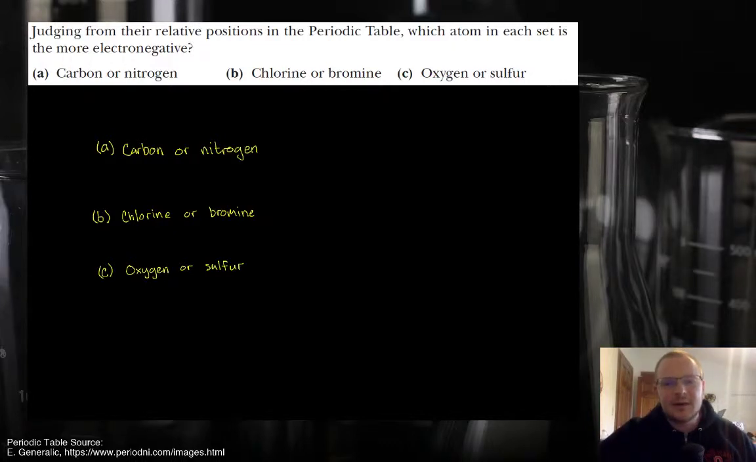Right, well, here we are. Today we're going to begin a new discussion. The topic is Lewis structures and formal charge. And we're going to begin this discussion by solving the problem, judging from the relative positions on the periodic table, which atom in each set is the more electronegative.